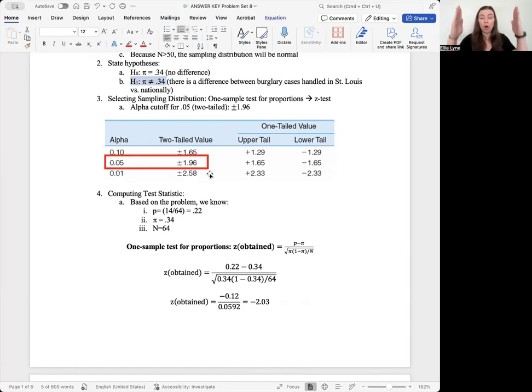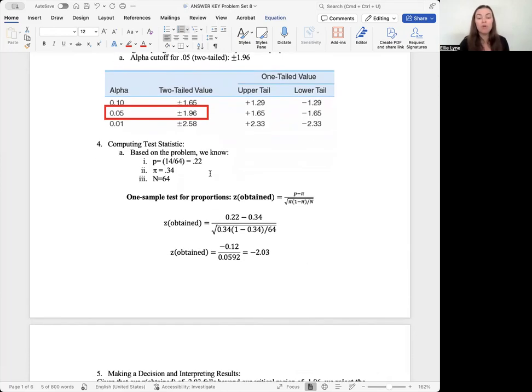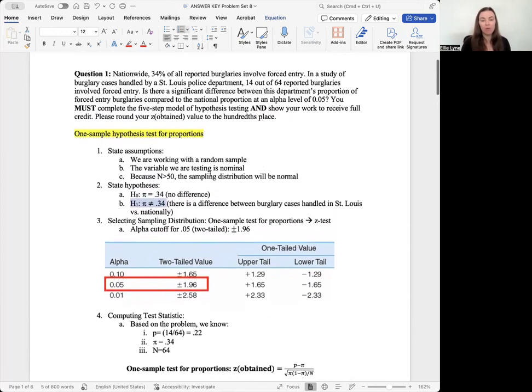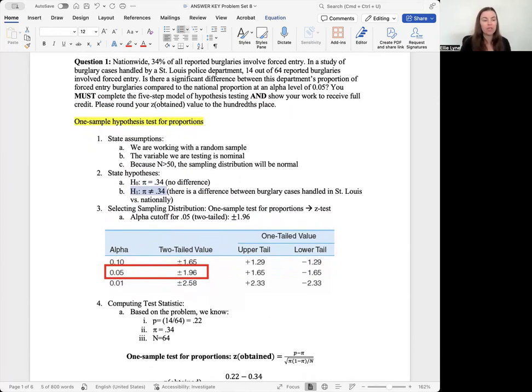Essentially, we set up our boundary markers on both ends of our normal distribution. Step 4 is computing our actual test statistic. So this is where we're figuring out where we actually land on our normal distribution. I'm going to scroll back up a little bit because we're going to have to pull our information from the question itself. So when we compute the test statistic, we need to pull the information from our problem in order to do that.